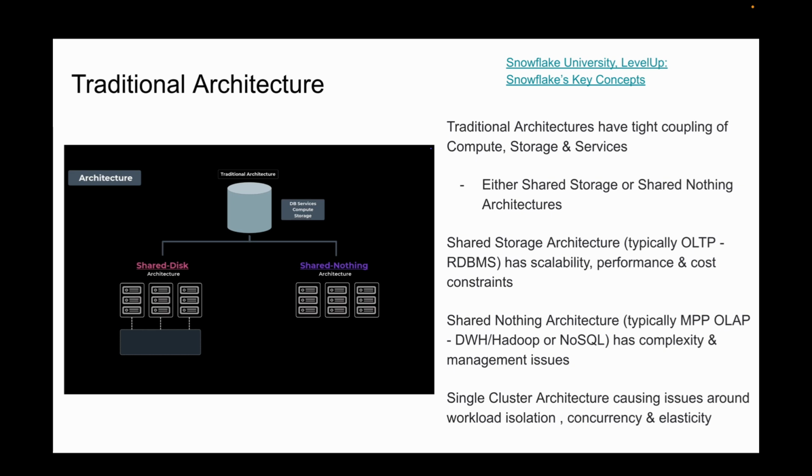Now, both these architectures were also constrained to a single cluster. A set of data was owned by one cluster, and that caused issues around isolating workloads, concurrency, and elasticity. Since everything was owned by a single cluster, it was not possible to provide dedicated resources for different workloads. Also, when we needed to add more resources, it required time and extra work because data had to be rebalanced.